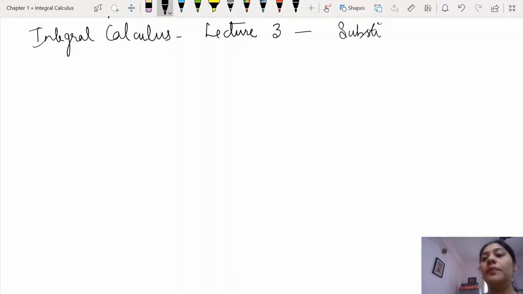In our previous lecture, we had done the basics of integration, that is, we did the formulas, and then we also did simple integration like addition and multiplication of two algebraic terms. Then we did e power x type of questions. In this lecture we are going to do integration by substitution.